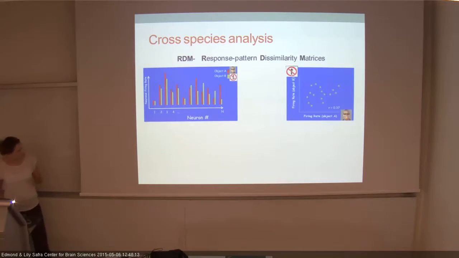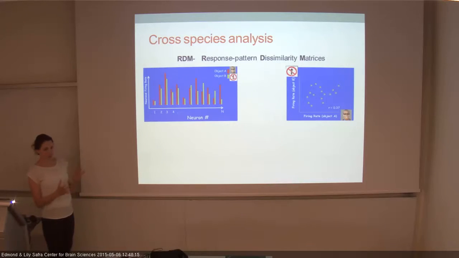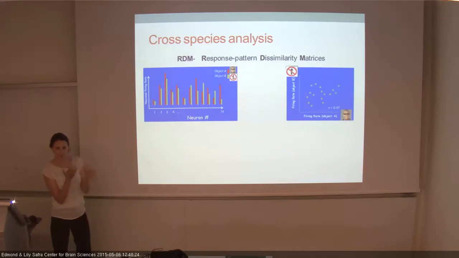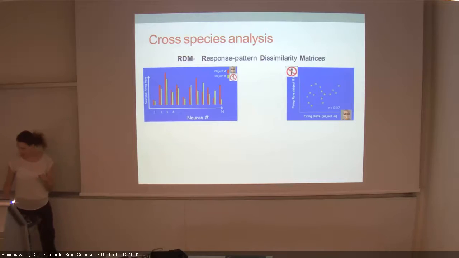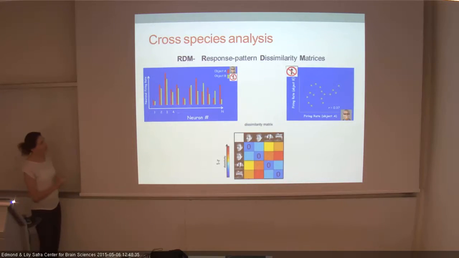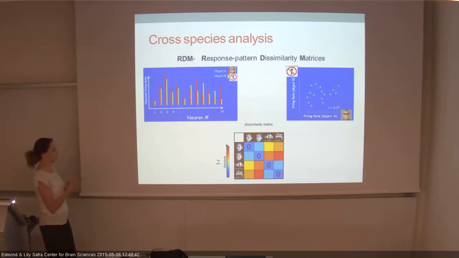Okay, so the last small remark before we see actual data is that this is the vector representation we were talking about earlier. We said we have two vectors, and we can ask about the similarity between them. So you can correlate the two vectors, extract the correlation coefficients, and then build what's called an RDM, a response pattern dissimilarity matrix, which is one of the main analysis methods that we use.